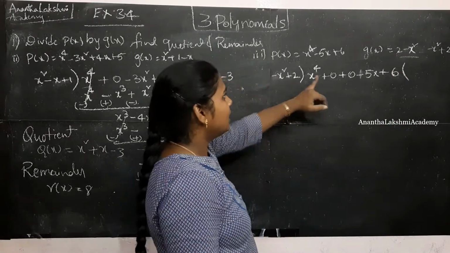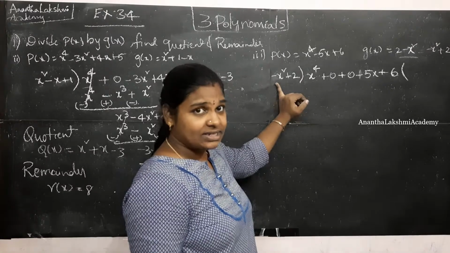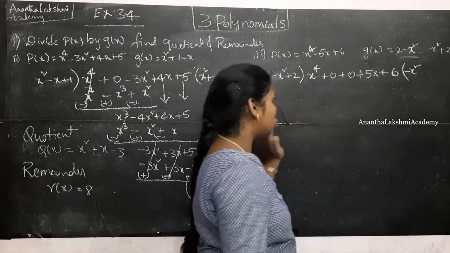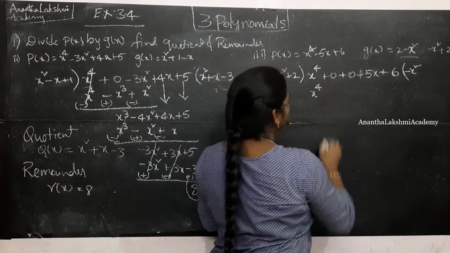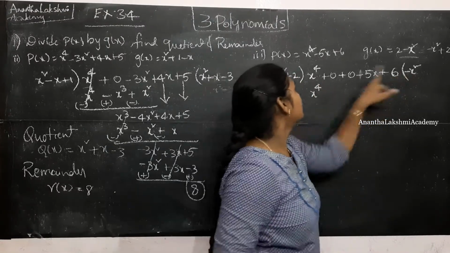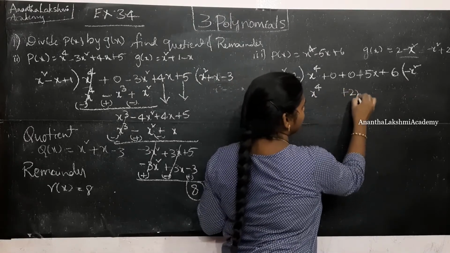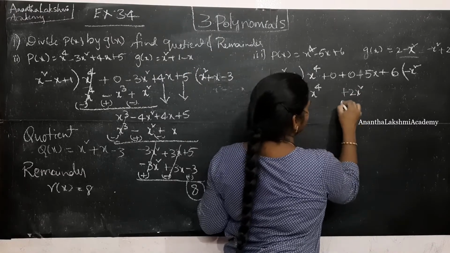Alright, now we have x power 4 here, but we just have x square here. So I am going to multiply it with minus x square. Minus x square results in x power 4, and minus x square plus 2 is going to be 2x square. So I am going to substitute it here, and this is going to be like this.